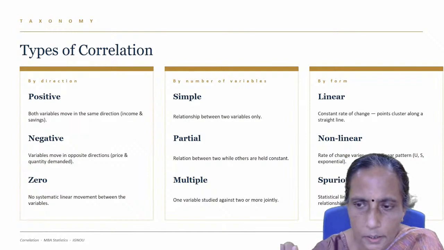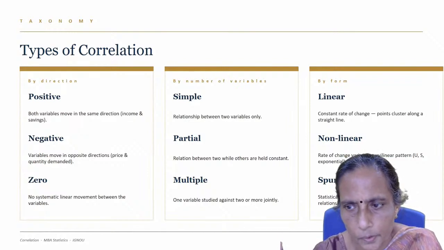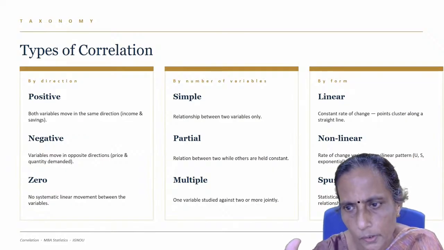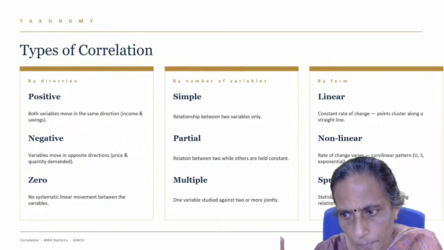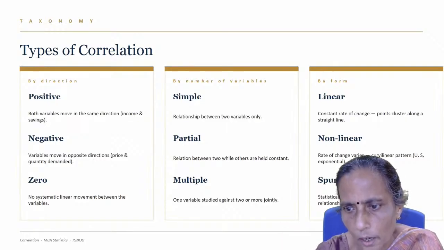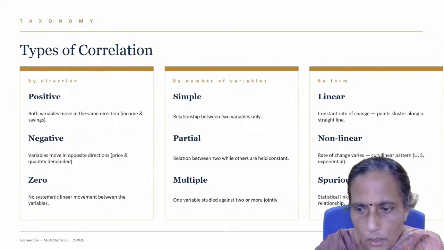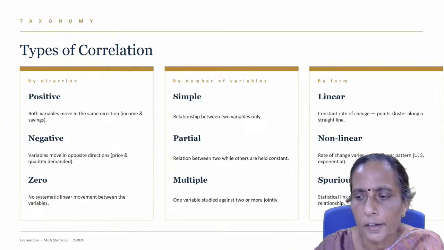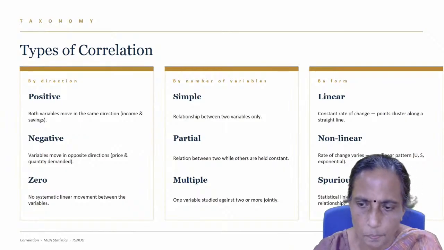The linear, constant rate of change. Points cluster along a straight line. Non-linear, rate of change varies. Curvilinear pattern. Suppose U, S, exponential, and so on. Spurious means a statistical link without any real underlying relationship.